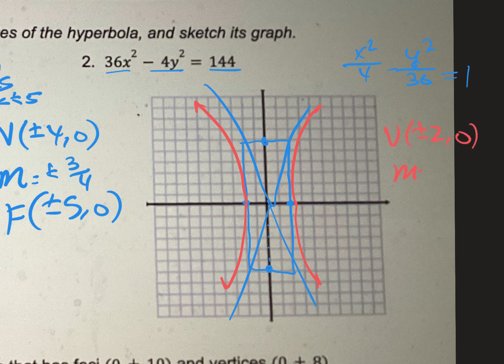The slopes of the asymptote, the square root of what's under the y, which is 6, over square root of what's under the x, which is 2, which means it's plus or minus 3. I don't know, I'll put a comma right there, should put equal sign. The foci, a squared plus b squared, so c squared is going to be 40. If you break down the square root of 40, you get plus or minus 2 root 10. Let's go on the major, so I'm going plus or minus 2 root 10 and 0.